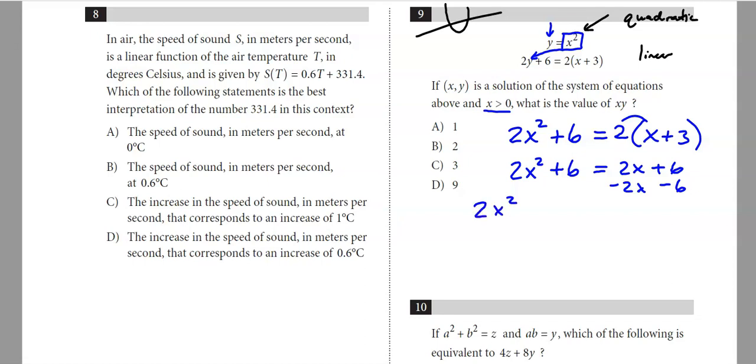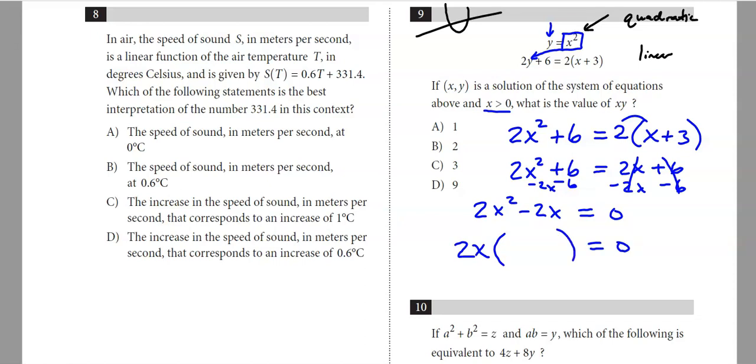So I'm going to have 2x squared minus 2x. And this minus 6 and this minus 6 are going to kind of squash each other, and I'm going to end up with 0 there. I didn't really show the other minus 2x, but it's there. And now to factor this, I'm going to pull out the greatest common factor, which I can pull a 2 out of both of those, and I can also pull an x out of both of those. It's kind of like reverse distributive property.